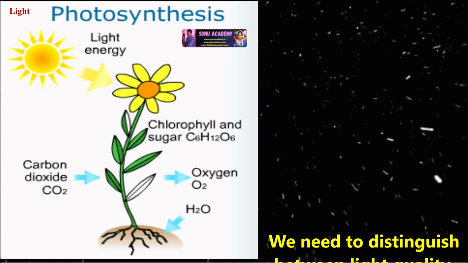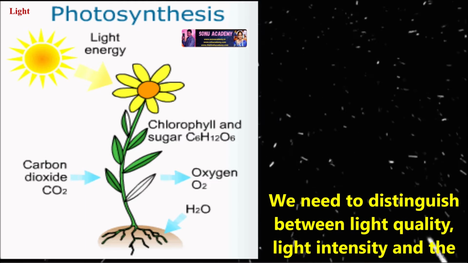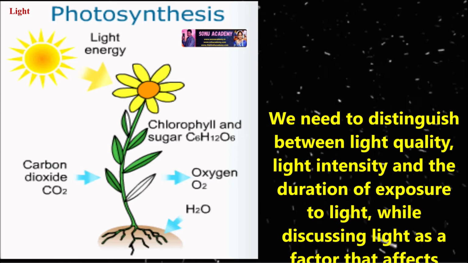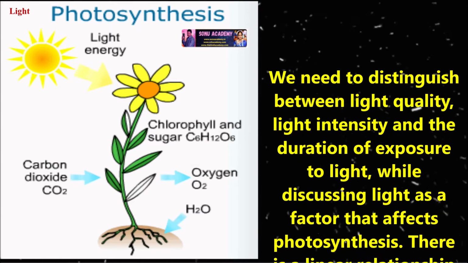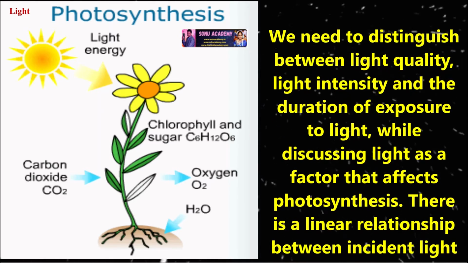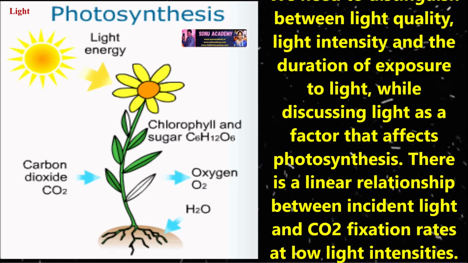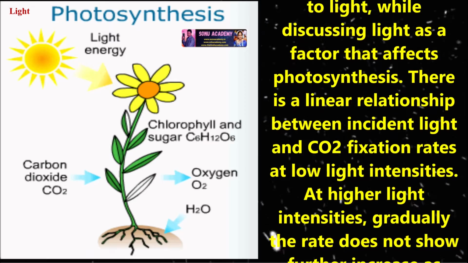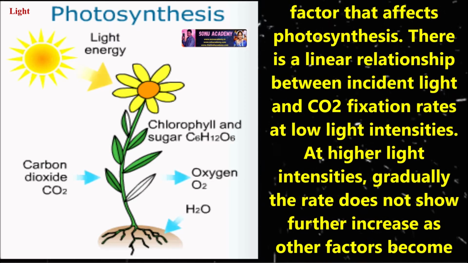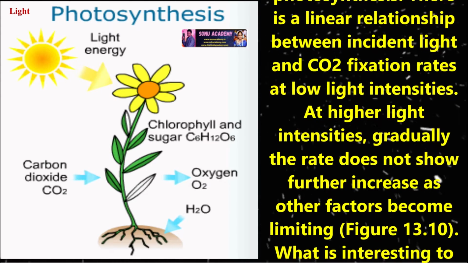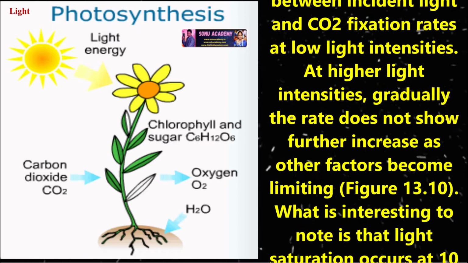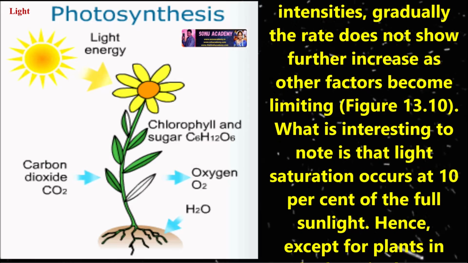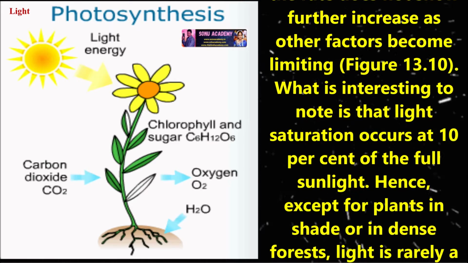Children, now let us discuss light. We need to distinguish different light quality, light intensity, and the duration of exposure to light. While discussing light as a factor that affects photosynthesis, there is a linear relationship between incident light and CO2 fixation rates at low intensities. At higher light intensities, the rate gradually does not show further increase as other factors become limiting.